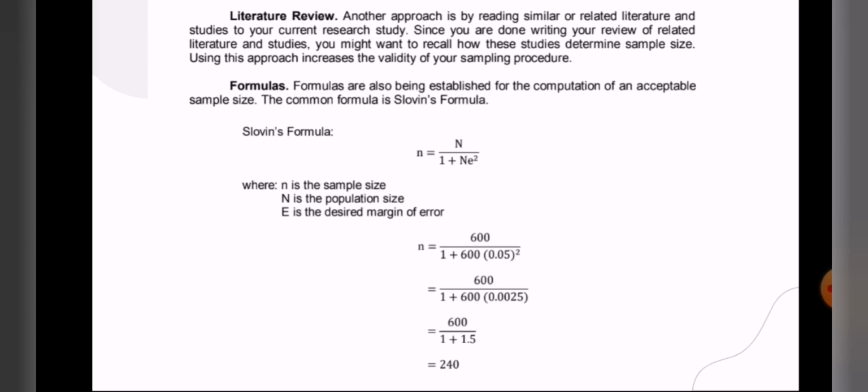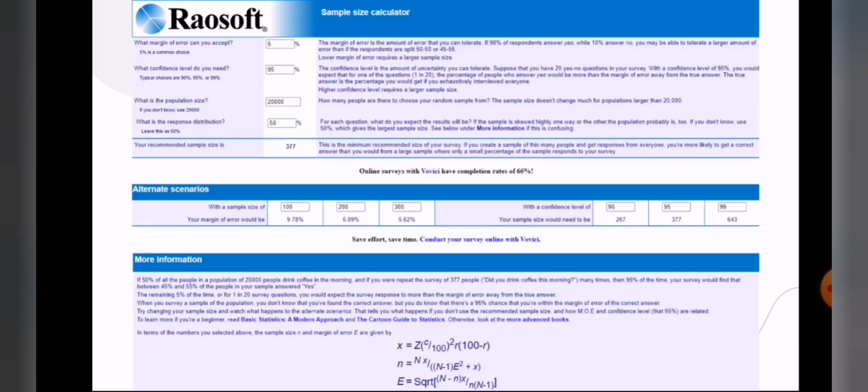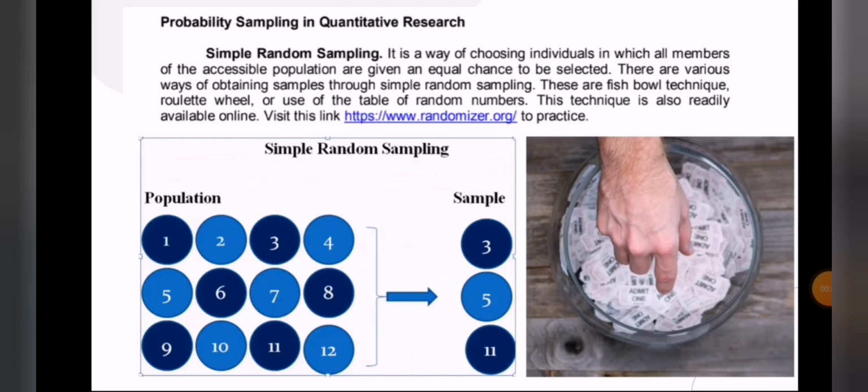Meron tayong tinatawag na Sloven's formula, and you can compute for it manually. But in the past, I have already given you a convenient and easier way on how to compute for the sample size, which is the use of Reyosoft. Okay? So with Reyosoft, you would be able to compute for the sample size. It's available online, no? So bakit natin pahihirapan when we have these tools that we can use to check for the sample.